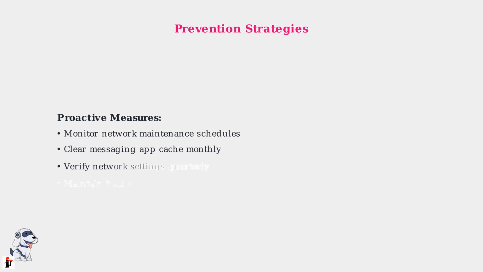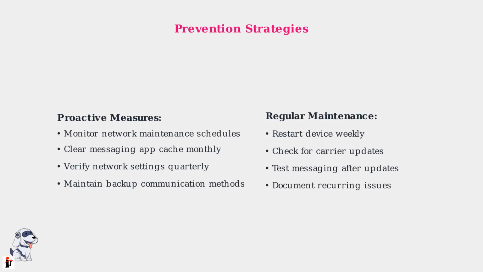Prevention is more effective than reactive troubleshooting. Proactive monitoring includes staying aware of local network maintenance schedules, maintaining alternative communication methods, and regularly clearing your device cache.